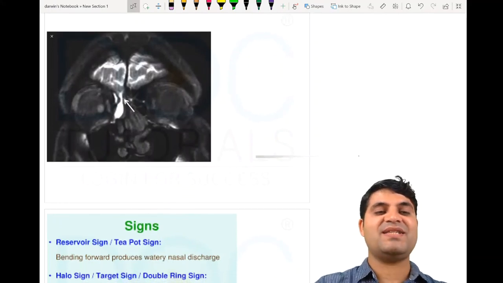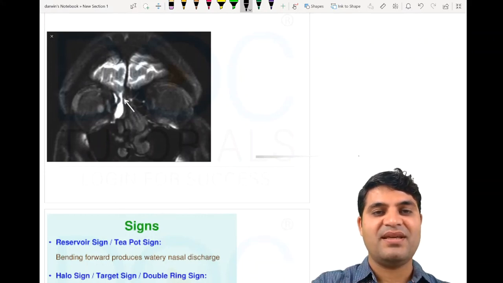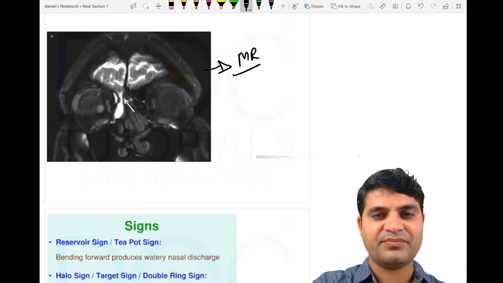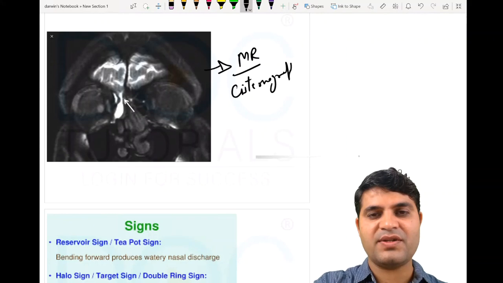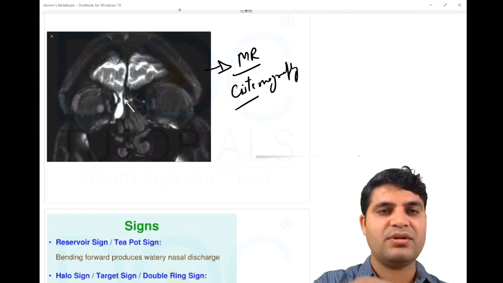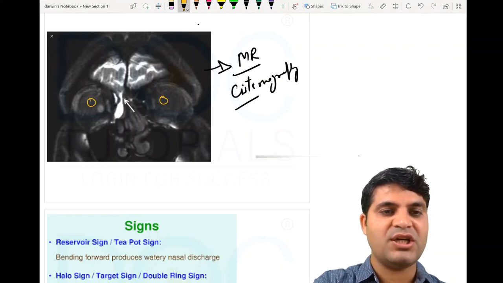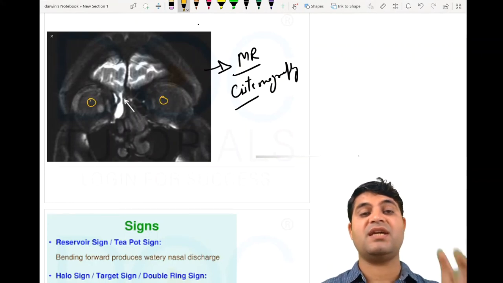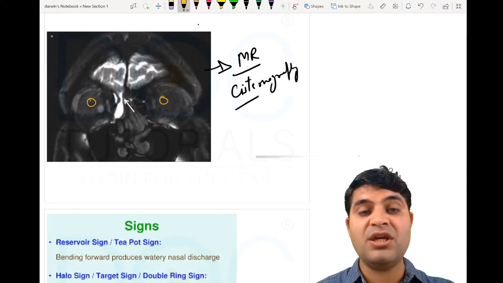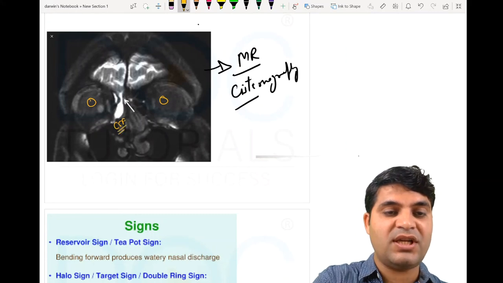So what is this investigation? Can you see? This investigation is MR cysternography. Can you see this shining? This is the orbit, O for orbit. Can you see this shining structure inside the nasal cavity? So this is nothing but a meningocele. Clear? That means CSF. This is a CSF containing sac.